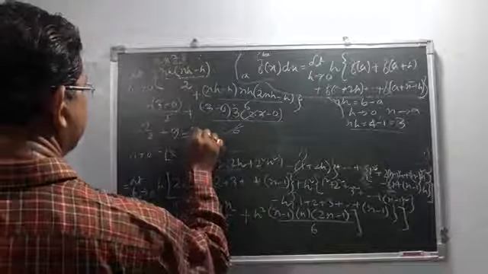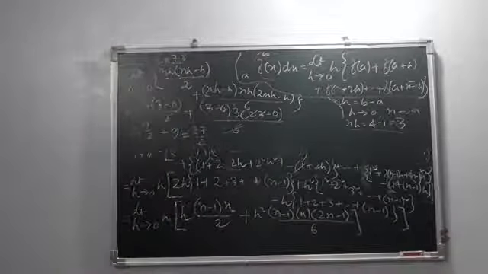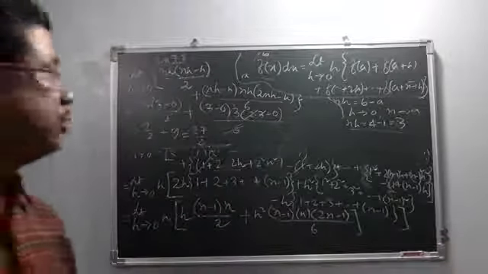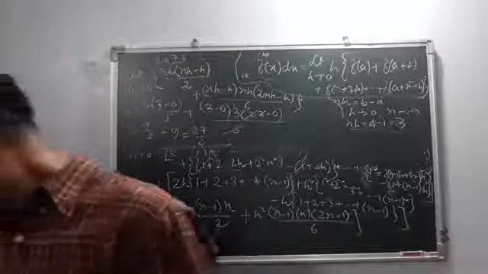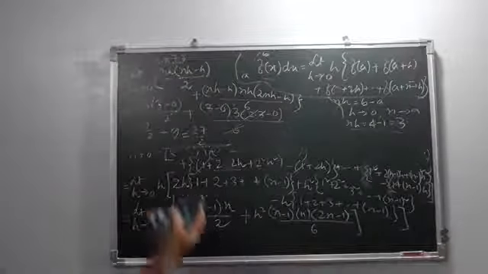18 plus 9 is 27 by 2 square meter as per this one. So 27 by 2 is our answer. So this is our question's answer. So now we'll do the next question, question number 5.